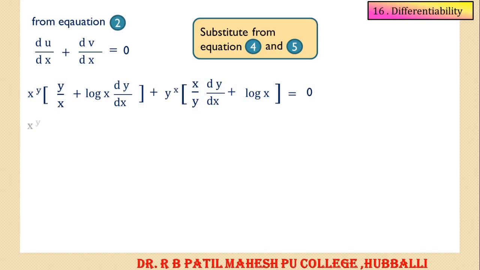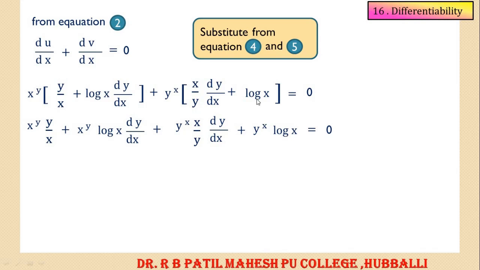So therefore first you multiply the bracket: x raised to y into y upon x plus x raised to y log x dy by dx, plus y raised to x into this first term, that is y raised to x upon y dy by dx, plus next y raised to x into the second term, that is y raised to x log x, is equal to 0. So here dy by dx is common.